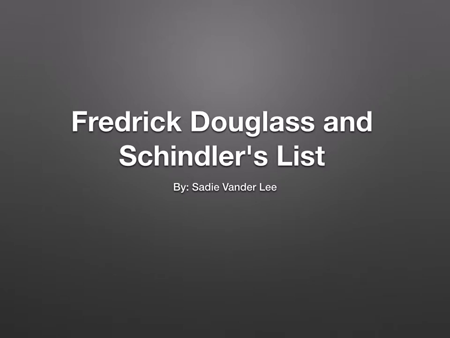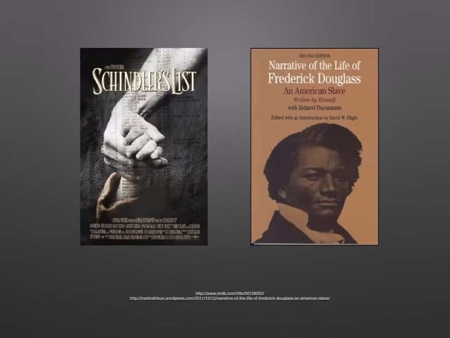Frederick Douglass in Schindler's List. There are many similarities between the book Frederick Douglass and the movie Schindler's List. Slavery is being compared in both of these stories in many different ways. Similarities are shown throughout these two stories by the oppressors and the power over women.